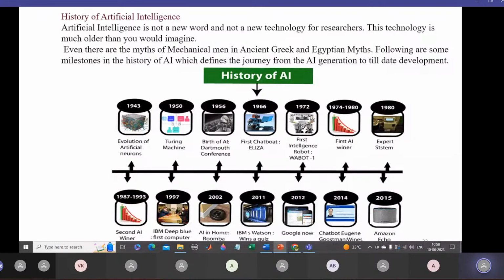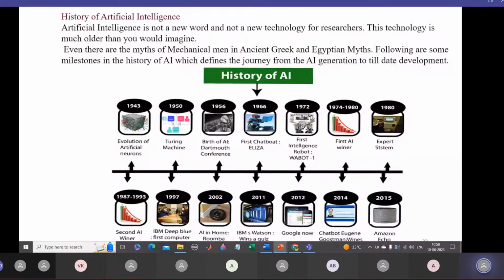1943, almost how many years gone? Till now, how many years gone? This is 2023. 80 years? Yes? 80 years. Earlier, we had the evolution of artificial neurons.